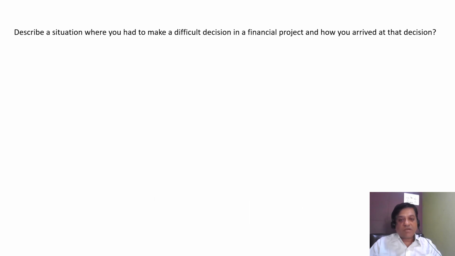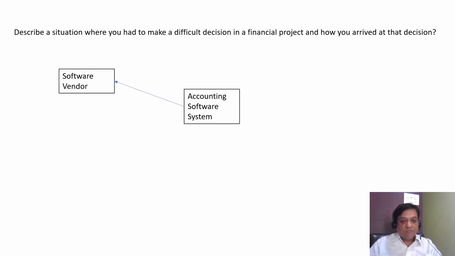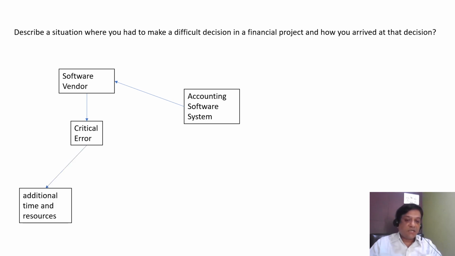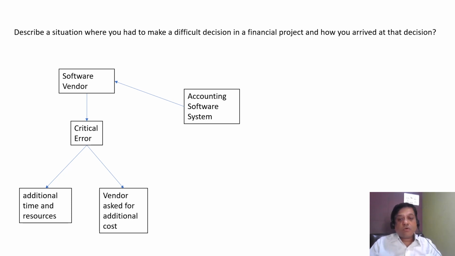So, in one of the financial projects, we were implementing a new accounting software system where we had a software vendor. He was working and providing us with the solutions, but he had made a critical error in the implementation, which required additional time and resources to fix. The vendor offered that he would do it, but with an additional cost, and this would also delay the project timeline. So this was a very difficult decision for me to make.